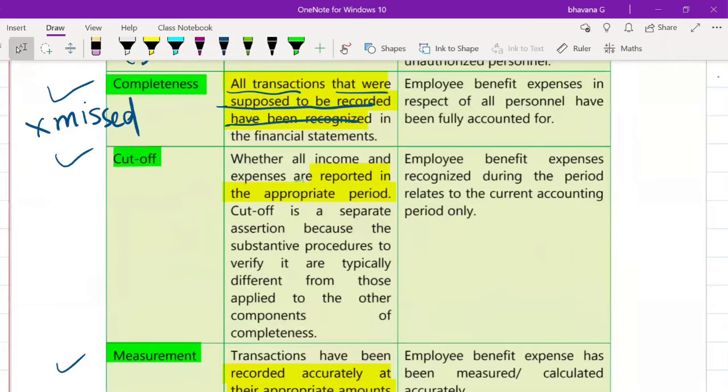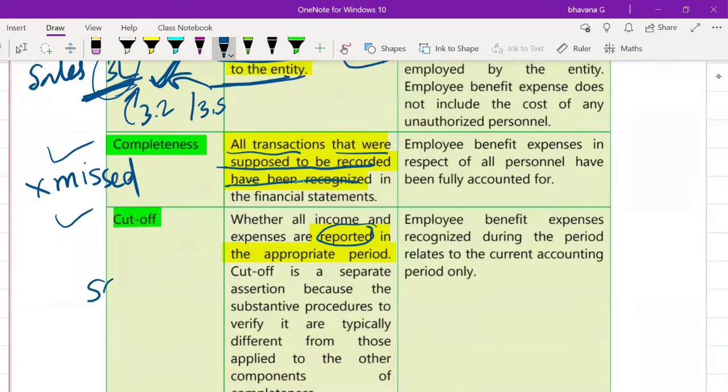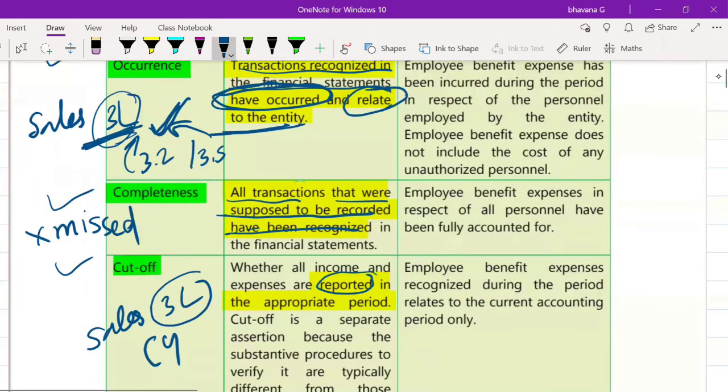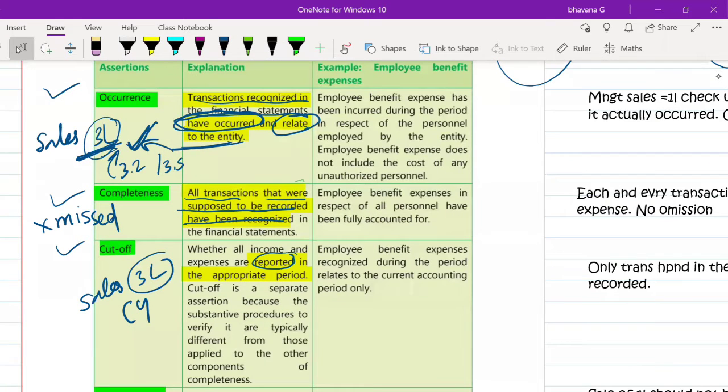Next is cutoff. Cutoff means it has been reported in the appropriate period. That means the sales of 3 lakh is the sales of the current year only. Previous year sales would not have been recorded today, and next year sales would not have been recorded today. This sales of 3 lakh has happened in the current year only, and you have also reported it in the appropriate period only. So we have read 3 assertions until now. What are the 3 assertions? First is occurrence. Second is completeness. Third is cutoff.